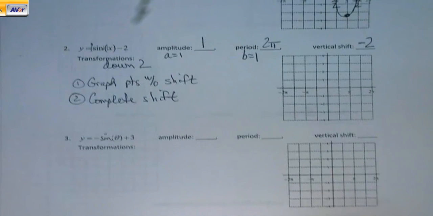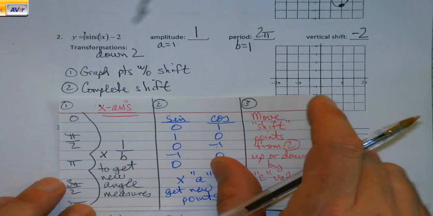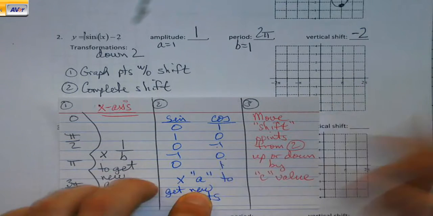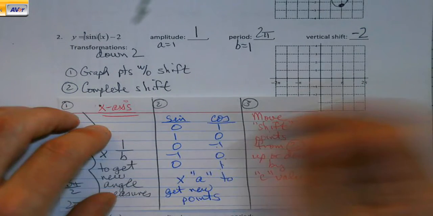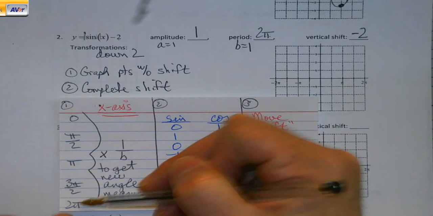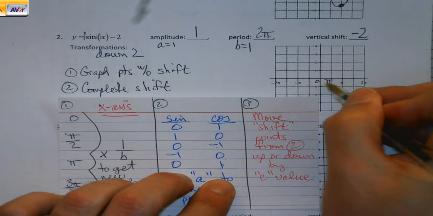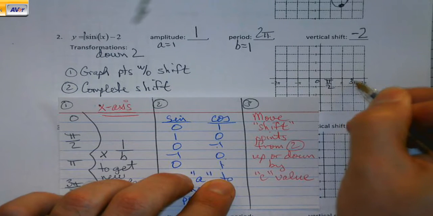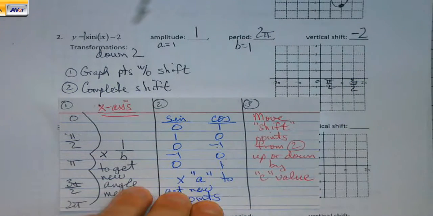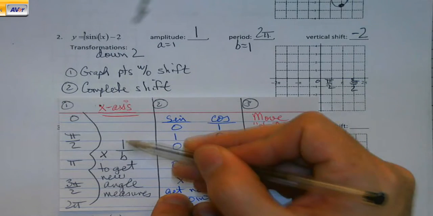Because without my period or amplitude changing, I go, okay, well, since my period's just 2 pi, it's just these again. So 0, pi over 2, pi, 3 pi over 2, and 2 pi. Okay, nothing changed because I'm multiplying by 1 over 1.